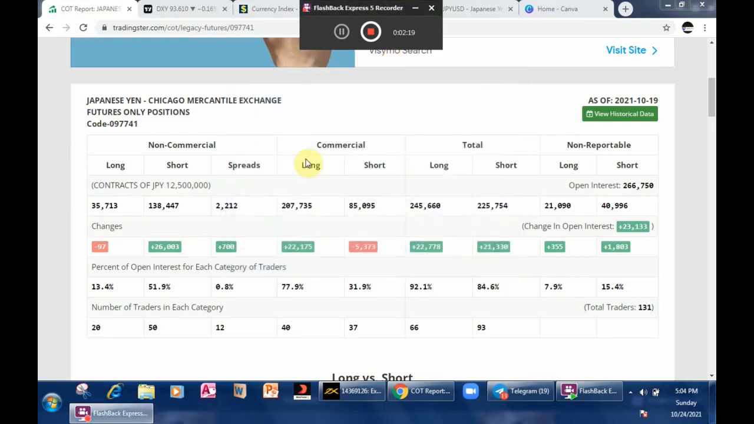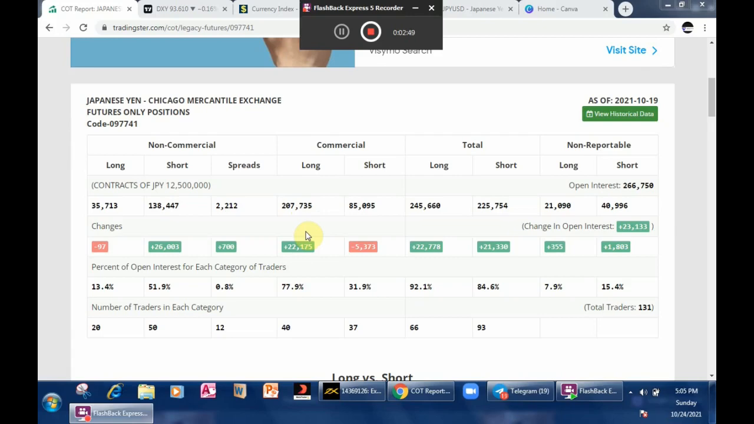Okay, so right here, the non-commercials are heavily net short, and they added more short positions, 26,000 short positions, while the commercials right here are heavily net long, 207,000 compared to their short holdings. And they added 22,175 more contracts.